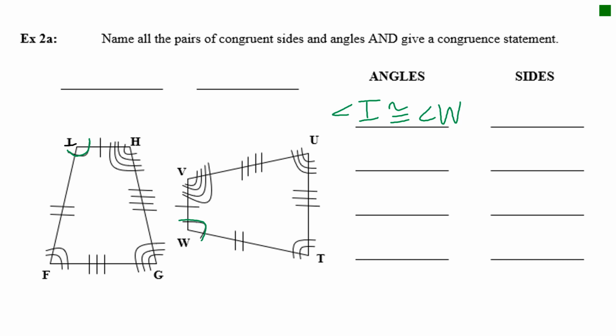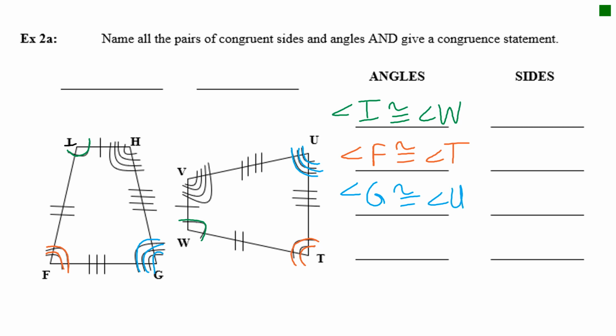Moving on, F has two arcs. Looking at the figure to the right, we notice that T has two arcs, so angle F will be congruent to angle T. Moving on, we have three arcs for angle G. Looking at the figure on the right, U also has three arcs, so angle G must be congruent to angle U.